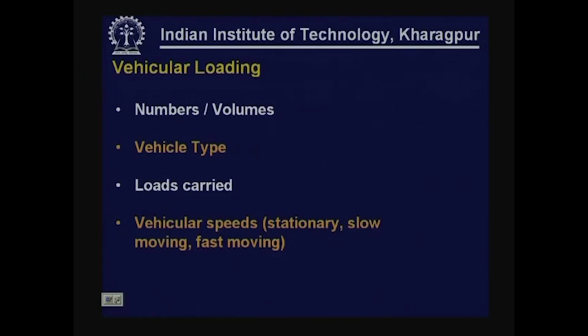Are we constructing pavements to carry stationary vehicles, or are we going to have only slow moving vehicles on a given stretch of a road or facility, or do we expect over a given stretch to have only fast moving vehicles traveling at 60 kilometers, 100 kilometers or even more? So, the designs are going to be different for each one of these situations.